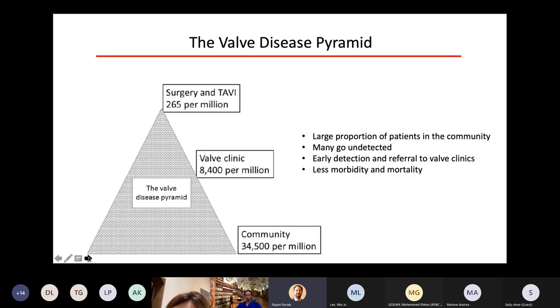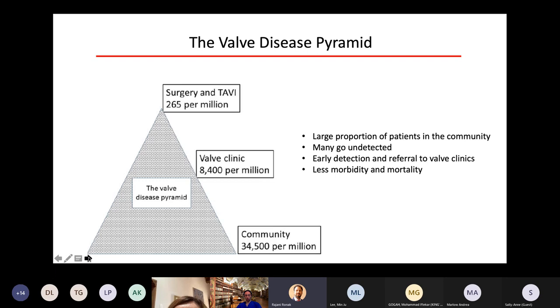Now, one of the major challenges we face, particularly within the secondary and tertiary centres, is that we only see a small fraction of the patients who have valvular heart disease. The majority of patients with valve disease owing to its prevalence are usually based in the community and go undetected. With the evolution of valve clinics over the last decade, we're starting to see more patients within dedicated services, but only a fraction of patients end up having surgery or transcatheter treatments.